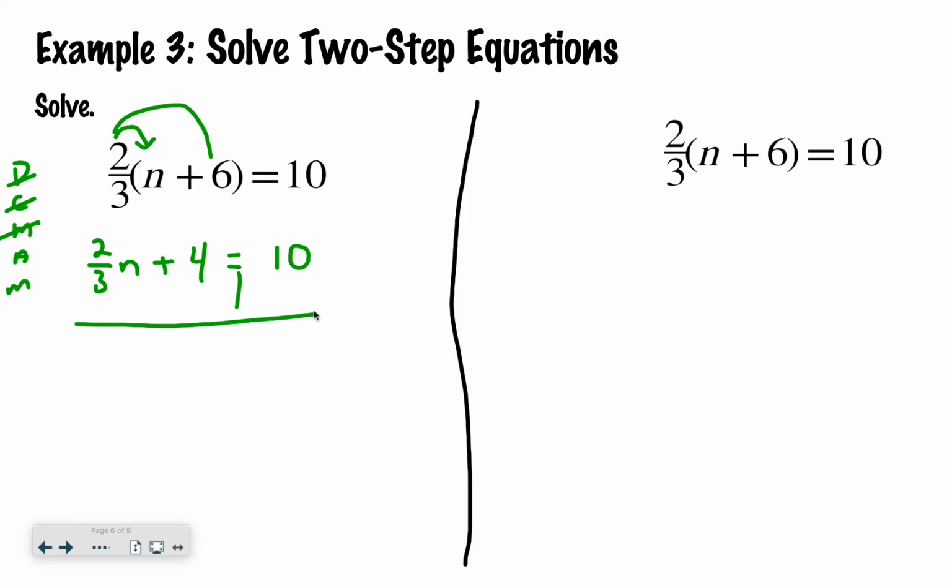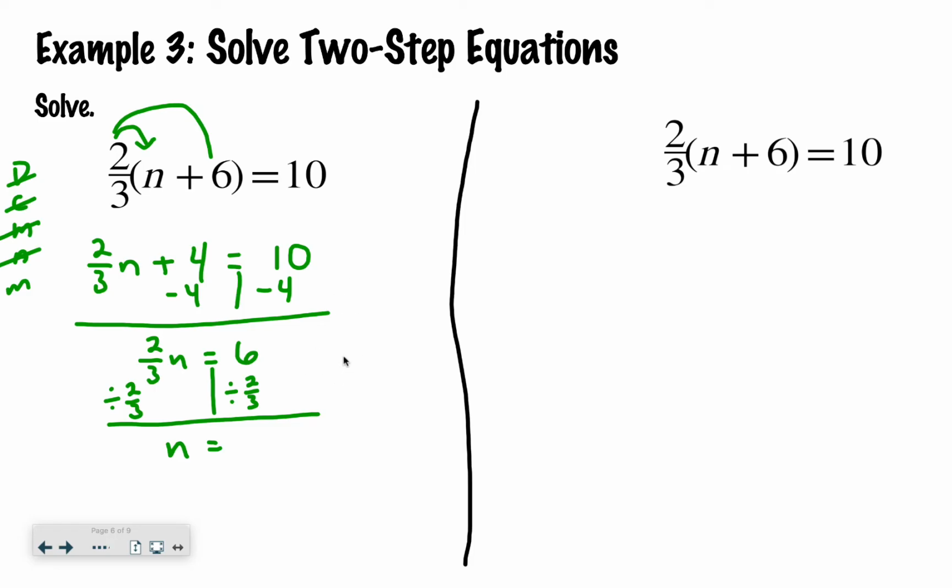So now I'm going to subtract 4. So I have 2/3 n equals 6. And then I'm going to divide by 2/3. So I have n equals, and then dividing by a fraction, remember, we learned about earlier in the year, is the same as multiplying by its reciprocal. So in this case, I know that this equals 9.